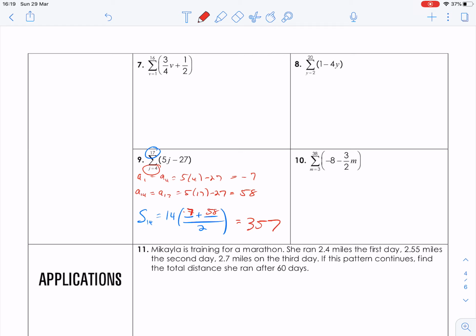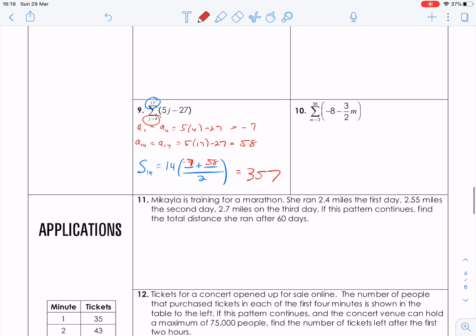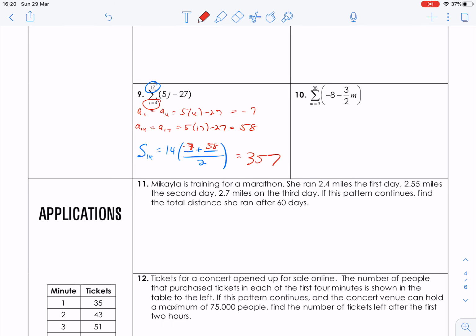Okay, so now we're on to application problems. Let's take a look. Read it over first, and then I will jump in. Okay, so let's read together now. Michaela, I like that name, is training for a marathon. She ran 2.4 miles the first day, 2.55 the second, 2.7 on the third. If this pattern continues, find the total distance she ran after 60 days.